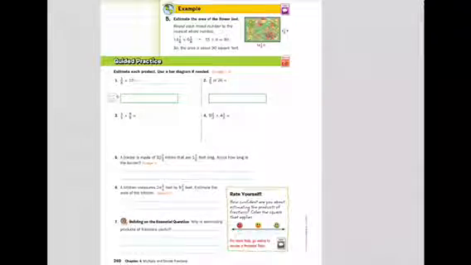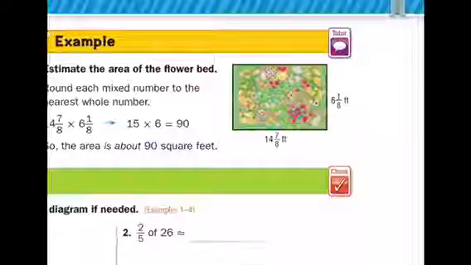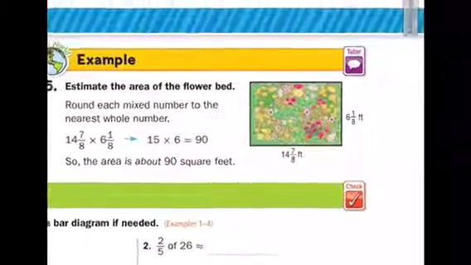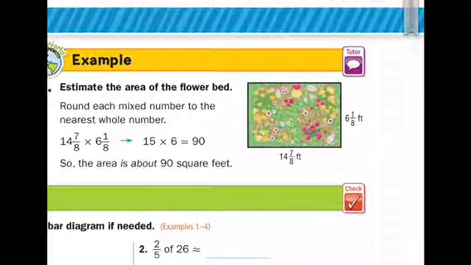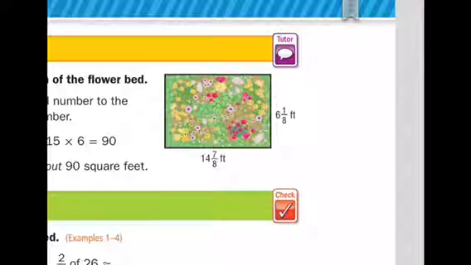Now, what about mixed numbers? Now, mixed numbers, I think, are my favorite of doing them. So in this one, it says estimate the area of this flower bed. And if you look at the flower bed, they give us our 2 dimensions here. And since it's a rectangle, we should know to find the area, we just multiply the length times the width. Now, this said to estimate, so we don't need the whole number.